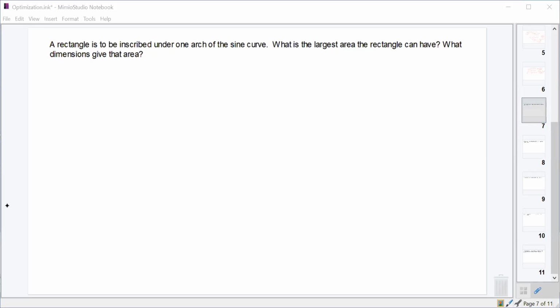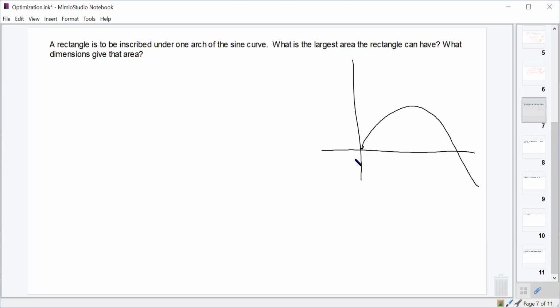So let's try and sketch a picture here real quick. Here's one arch of a sine curve, right? It's going to look something like this. To inscribe something under it means to draw it between the x-axis and that curve, which means that when I draw that rectangle in there, it's going to have one vertex and another vertex that touch the sine curve, and then it's just going to be a rectangle otherwise, down on the x-axis. Good or no? Good.